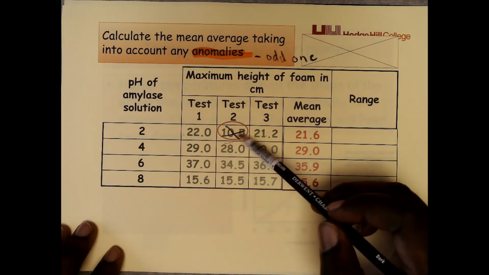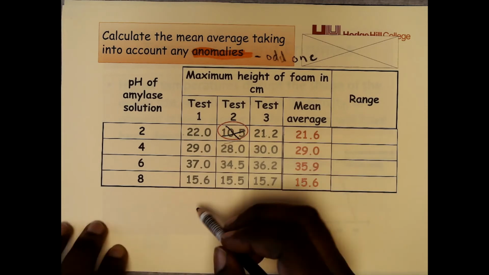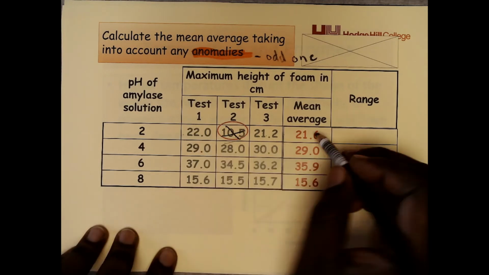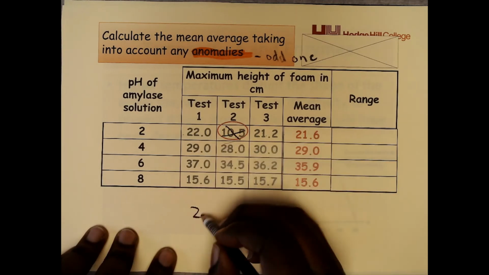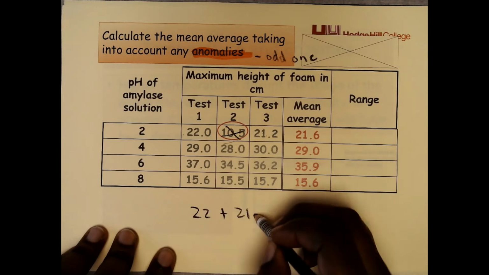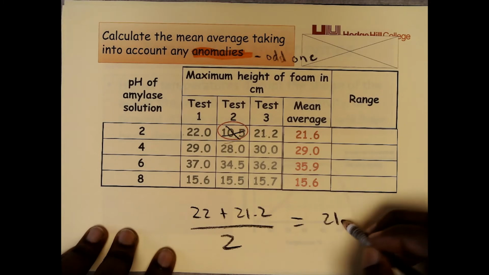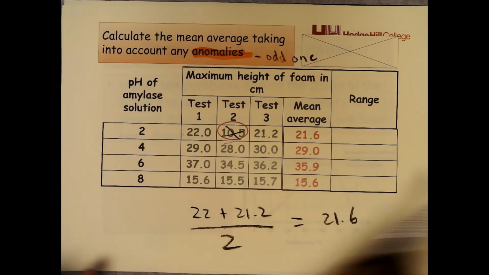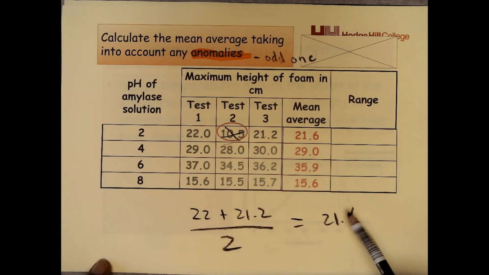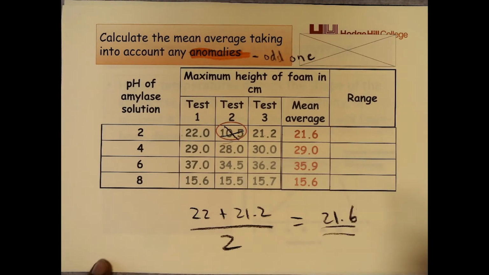When we do our average, we would not include our anomalous value. So for example, when we do the average for this, it's 22 plus 21.2, then divide that by 2, so we end up with 21.6. If we had included this value, we would get a different value from this.